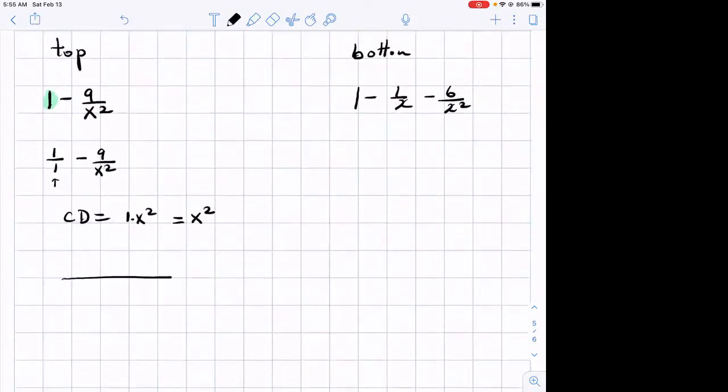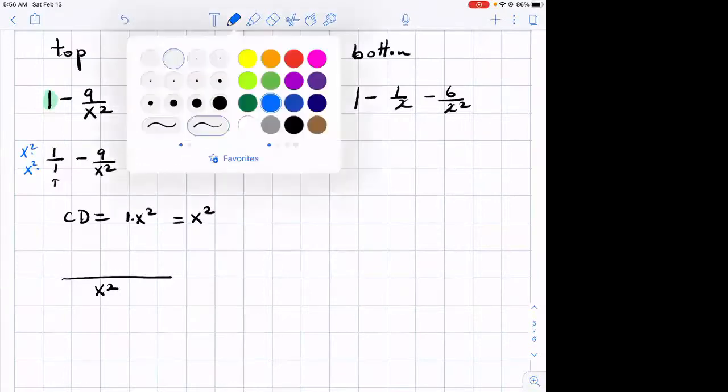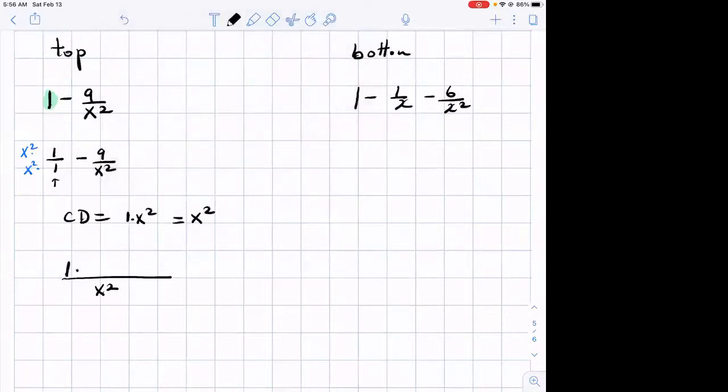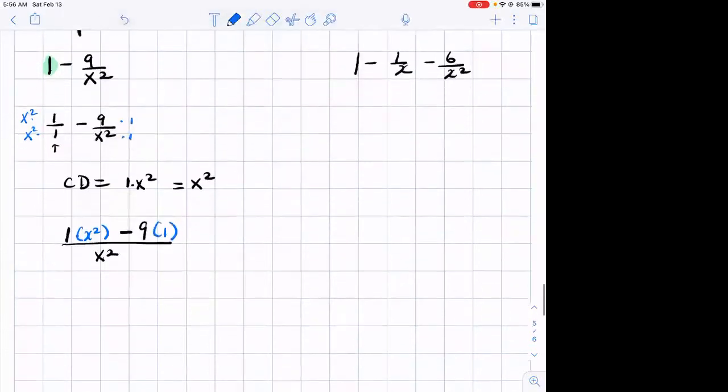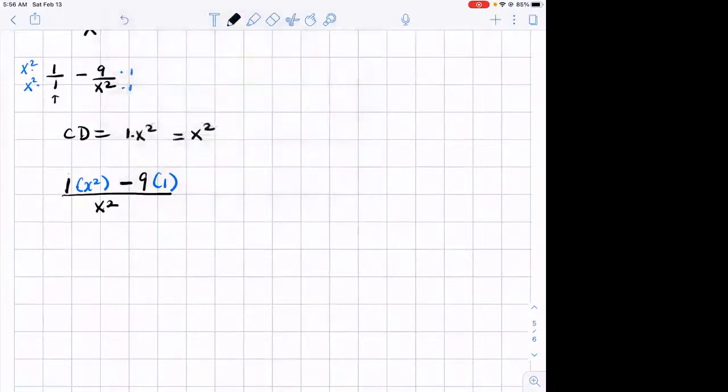So if I write my common denominator as x squared, you'll notice that here I'm multiplying this by x squared, so I have to multiply the top by x squared. So this becomes 1 times x squared minus, now if you look at the next denominator, it is already x squared, so all I'm doing is multiplying really by 1. So that becomes a minus 9 times 1. So if we now distribute, 1 times x squared is x squared, minus 9 times 1 is minus 9 over x squared.